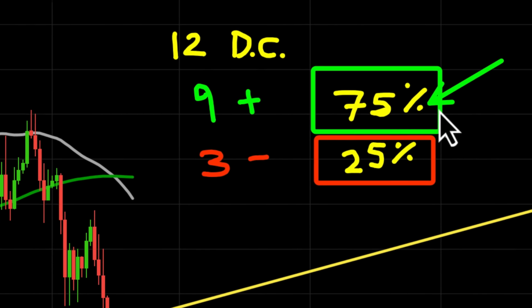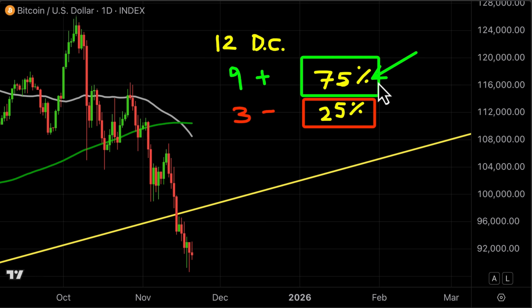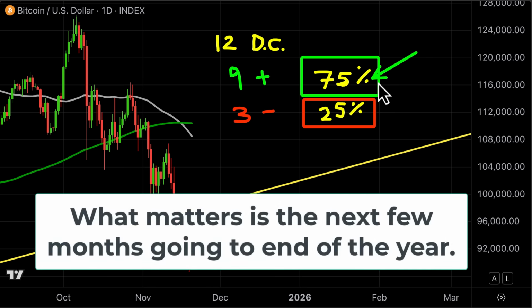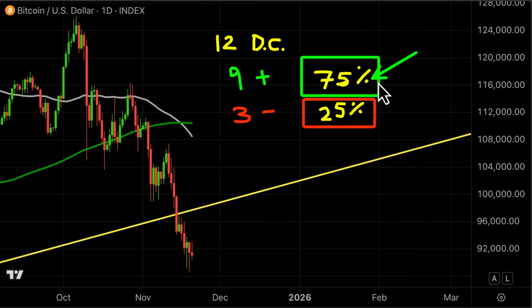Again, guys, I'm saying the next 1 to 3 months. So I don't really care what happens in the next few days. What matters is what happens in the next several weeks, going to the end of the year, again, the next 1 to 3 months, which has a higher probability, a 75% probability of the price rallying and seeing a strong bounce and potentially moving back into an uptrend. That's what I'm going with.